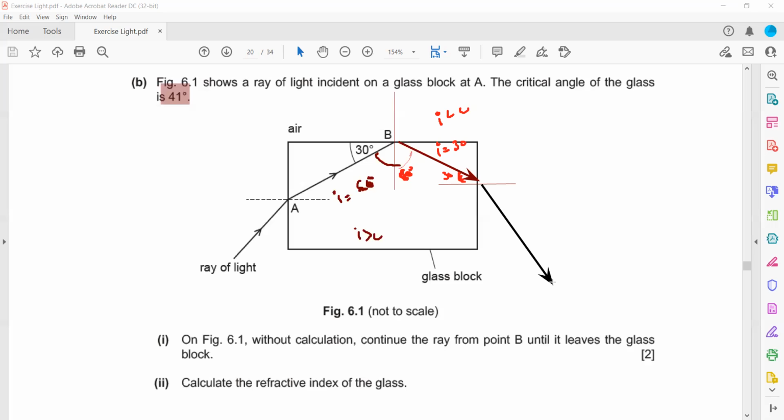Is this clear? At the first point B, because the angle of incidence was more than the critical angle, there was no refraction, all of the light is reflected. But at the second one, the angle of incidence is less than the critical angle, so the light is refracted, there is no total internal reflection.